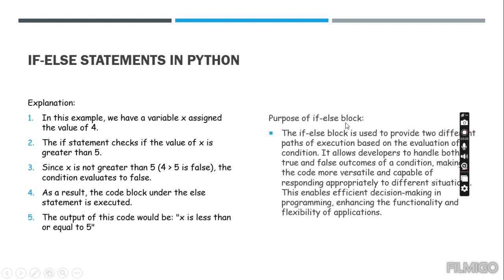Purpose of if-else block. The if-else block is used to provide 2 different paths of execution based on the evaluation of a condition. It allows developers to handle both true and false outcomes of a condition, making the code more versatile and capable of responding appropriately to different situations. This enables efficient decision-making in programming, enhancing the functionality and flexibility of applications.